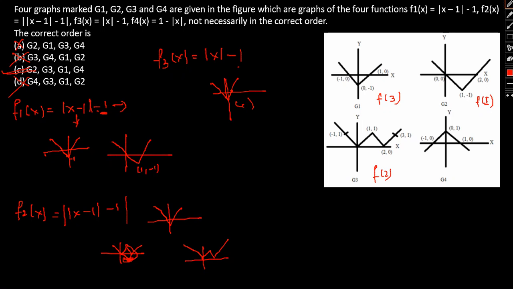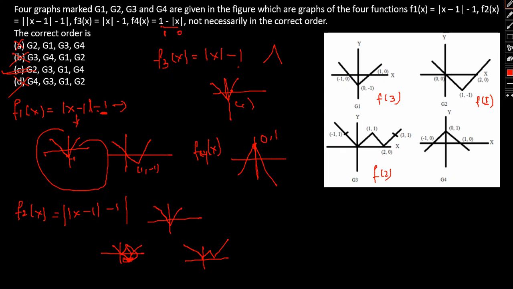And finally what we have is mod of minus x, that is plus 1. So plus 1, that is, it will go one place upward. So if x equal to 0, y equal to 1, so we'll have the point 0 comma 1, if I'm supposed to find f4(x). Since it is minus mod x, the graph will be inverted of this particular form. So just we will have this. So this is f4. So option C is the right answer.